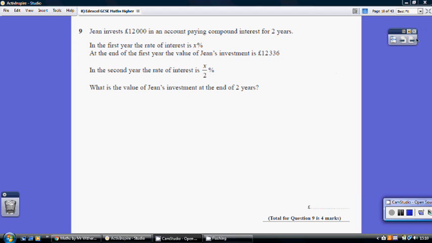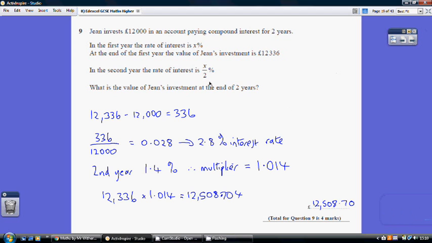Question 9. So we're told that by the end of the first year the investment is worth 12,336. So given that we invested 12,000, the actual interest we've made must be 12,336, take away the 12,000, which is £336. Now if we then take that interest and divide it by the original amount, we get this as a decimal of the interest rate. So as a percentage, timesing this by 100, we get a 2.8% interest rate.